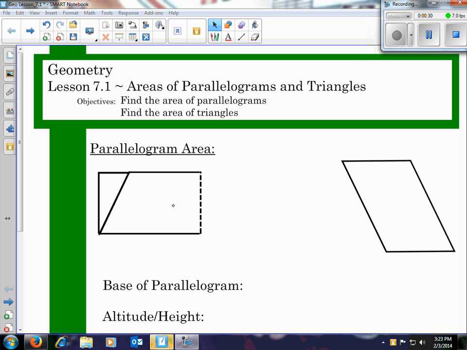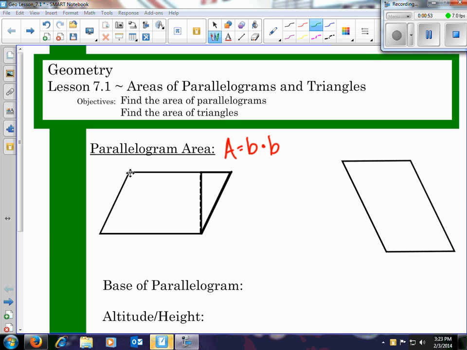Hopefully you said a rectangle. So my area formula for a parallelogram is going to be the same formula as it is for a rectangle. So area is going to equal base times height. Now, my height is going to be this dotted line, or my height could also be this line right here from the top and straight down to make a 90-degree angle at the bottom.